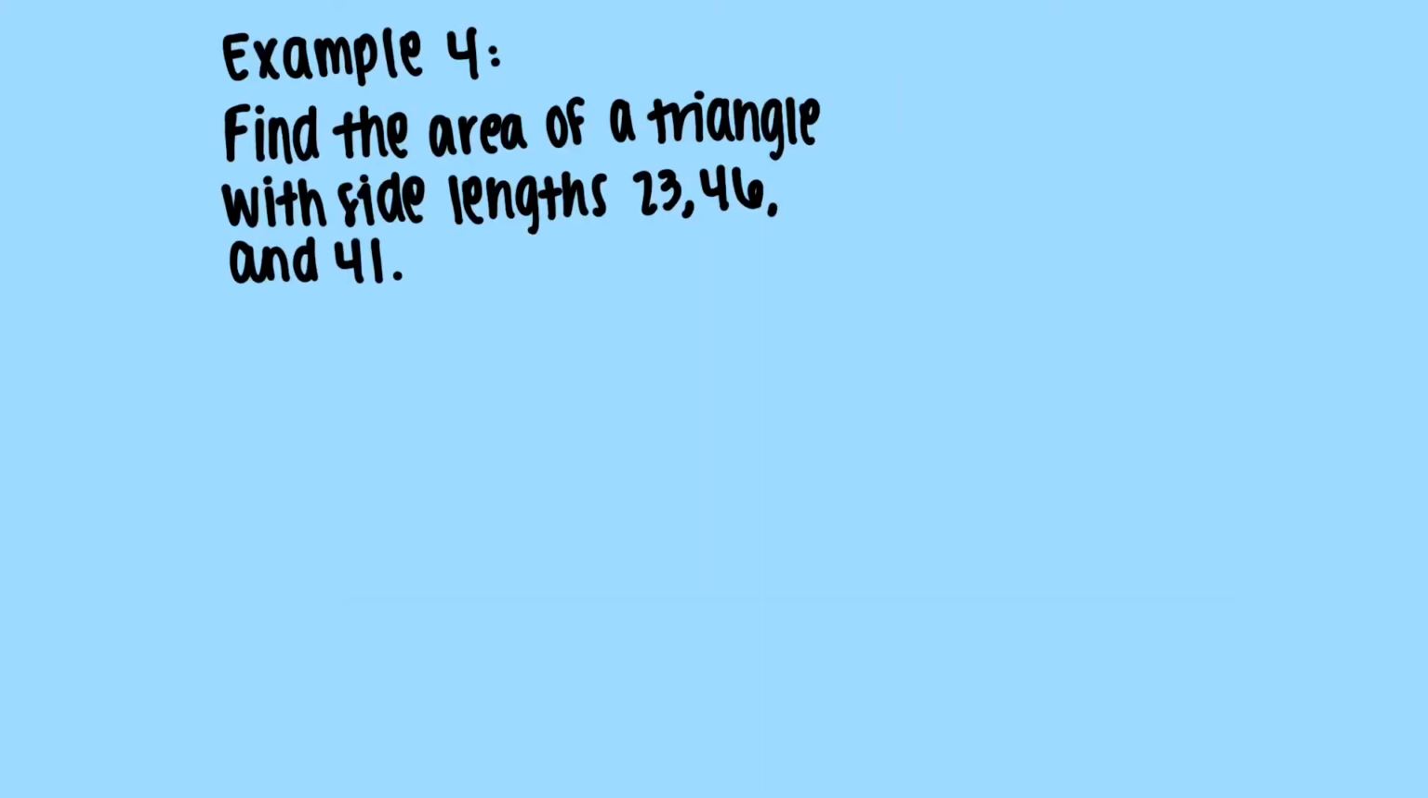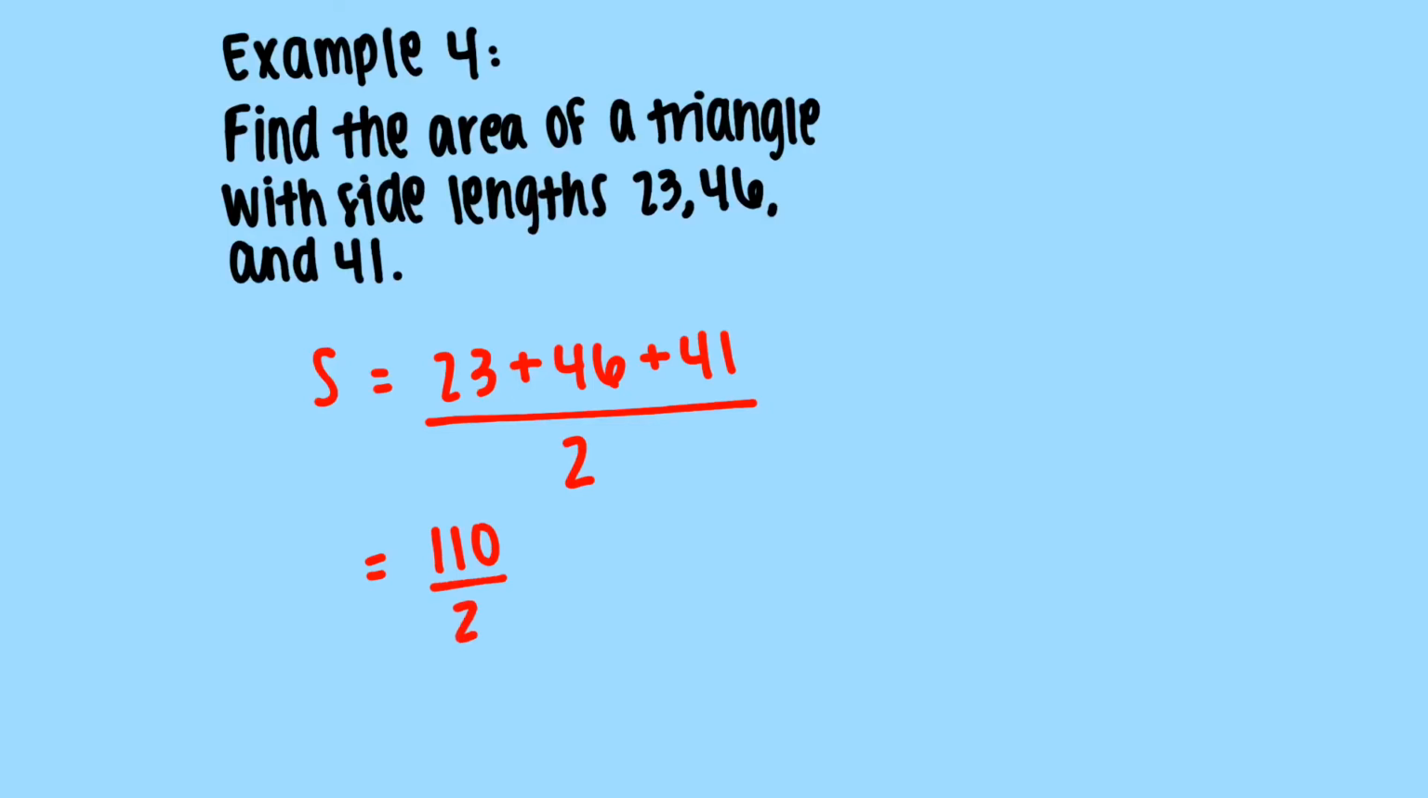So an example would be something like this. It can be in words or drawing. I tell you to find the area of a triangle with side lengths 23, 46, and 41. Your first step, like I told you, is to find that s. Remember, s, we take all three sides, so I have 23. I'm going to add it to 46, and then I'm going to add it to the third one, 41, and we're going to divide that by 2 or split it in half. So when I add 23, 46, and 41, I end up with 110 divided by 2. And when I take 110 and I divide it by 2, I end up with 55.